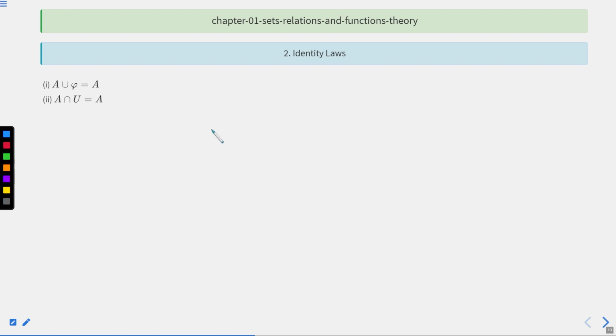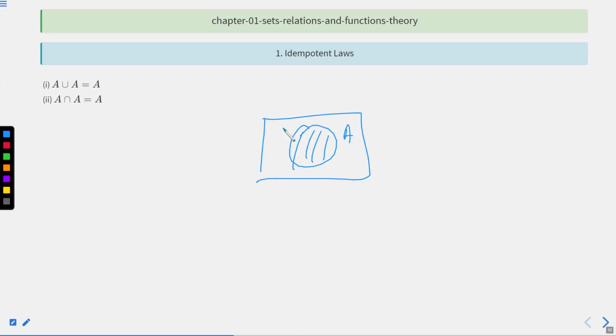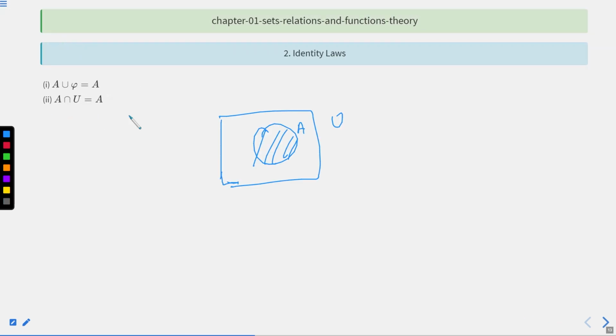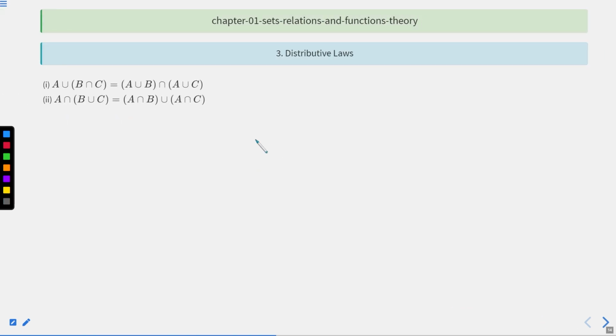And A intersection U is A, right? Suppose we have U and suppose we have A. What is the intersection, the common thing between U and A? U intersection A or A intersection U is the common thing. This is A. So A intersection U is equal to A itself, right? Now, this is basically identity law. The first thing was idempotent law. This is called idempotent law. This is called identity law. Now, let's see distributive law.